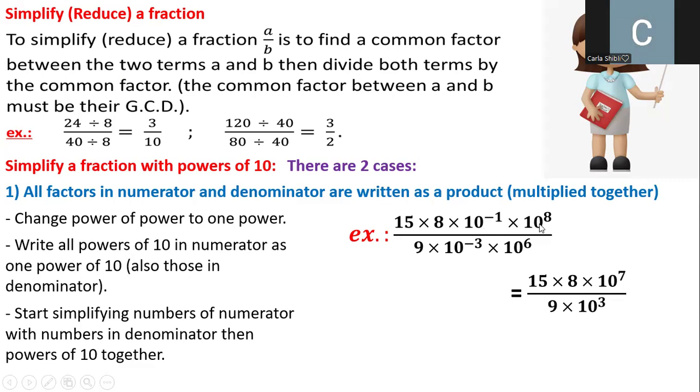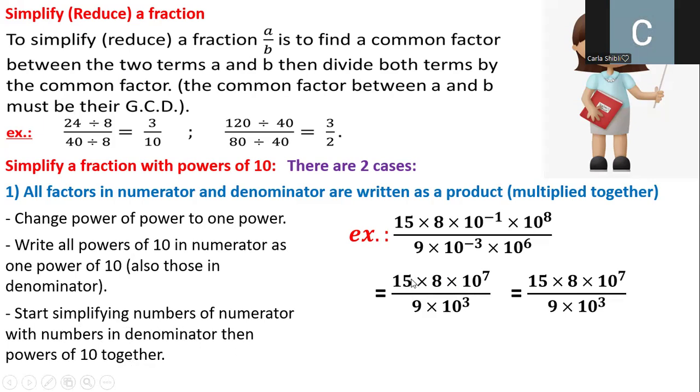So as you can see here in the numerator, we have 2 powers of 10. We write them as 1. Here, I am multiplying 2 powers having the same base, different exponents. So I keep 10, and I add the exponents: minus 1 plus 8 is 7. Now in the denominator, 10 to the negative 3 and 10 to the negative 6, it's 10 to the power negative 9. Now start simplifying numbers of the numerator with numbers in the denominator, then powers of 10 together.